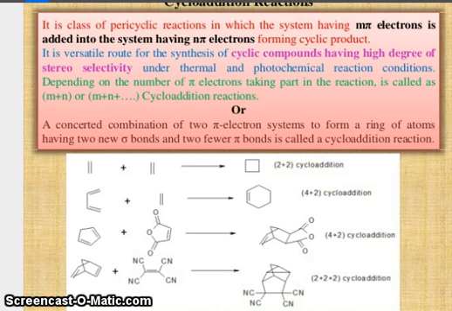A concerted combination of two pi electron systems to form a ring of atoms having two new sigma bonds and two fewer pi bonds is called a cycloaddition reaction. You see 2 plus 2 cycloaddition, 4 plus 2 cycloaddition, 4 plus 2 cycloaddition, here 2 plus 2 plus 2 cycloaddition reaction.